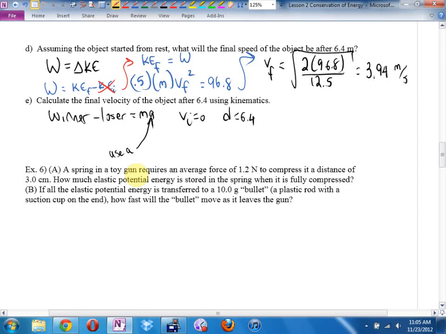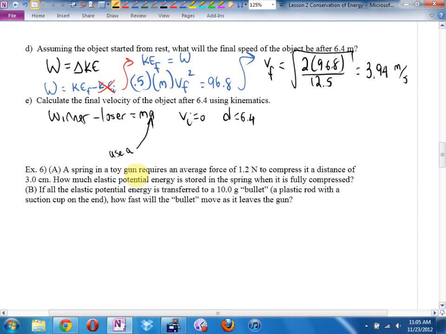So we have a spring in a toy gun. It requires an average force of 1.2 newtons. I made these numbers up, by the way. They're not quite accurate. So when I pull this back, I'm exerting 1.2 newtons of force, and I'm pulling it back a distance. In the numbers that I made up, I said I'm pulling it back 3 centimeters.